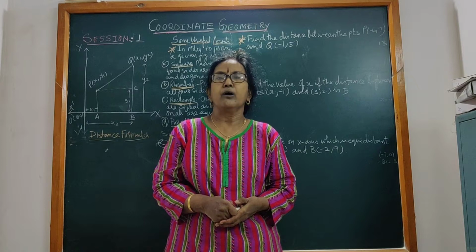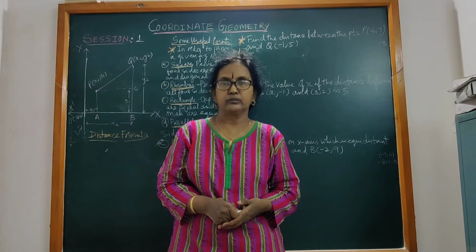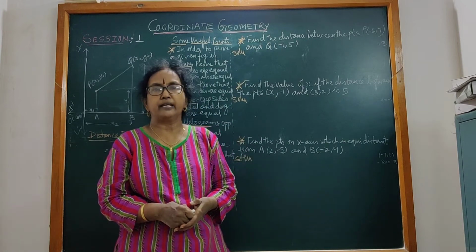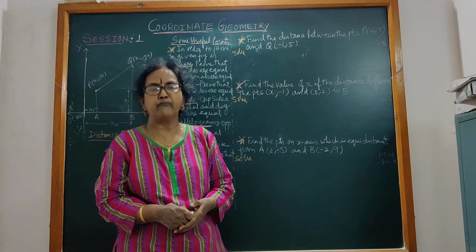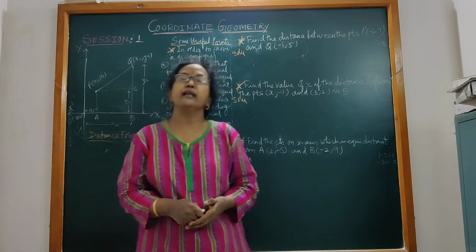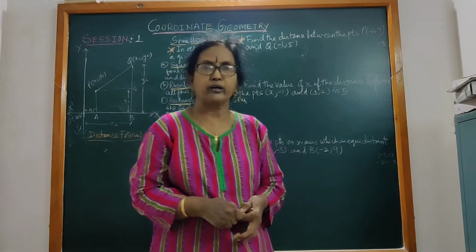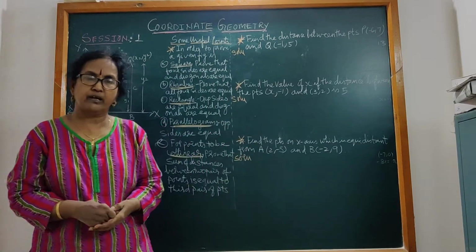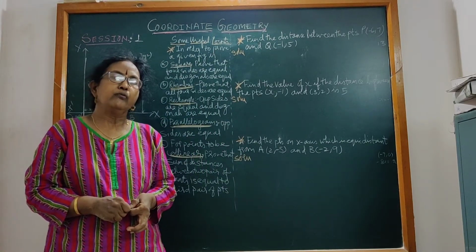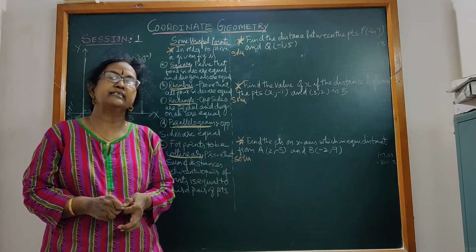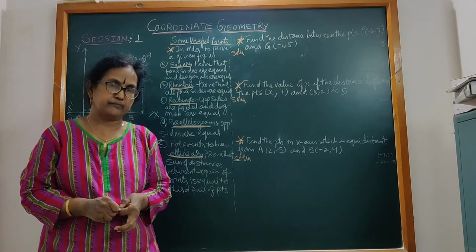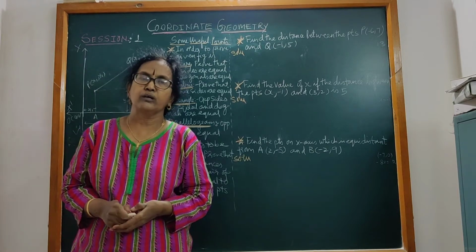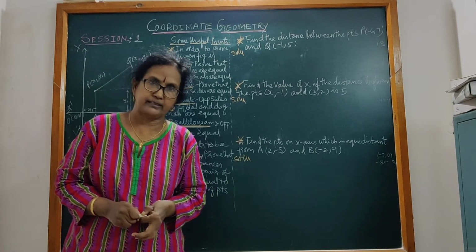But if an ordered pair is given to you, suppose I say P (2, 3), it is an ordered pair. If you want to represent it, then you have to represent it in a coordinate plane. Now, if 2 points are given and you want to find the distance between these 2 points, today we are going to study how we will find the distance between the 2 points.